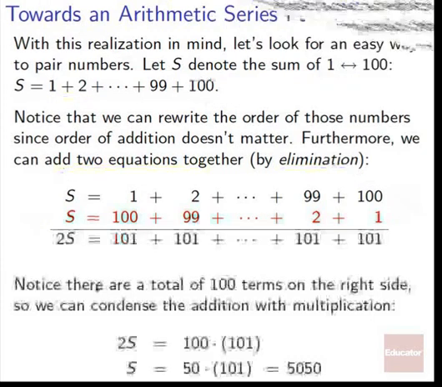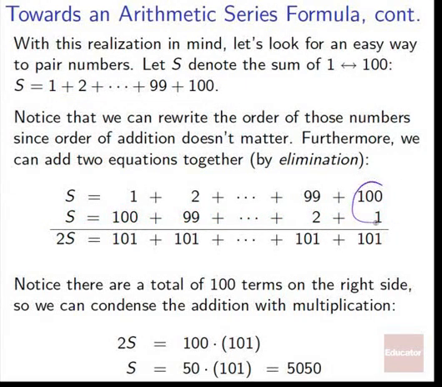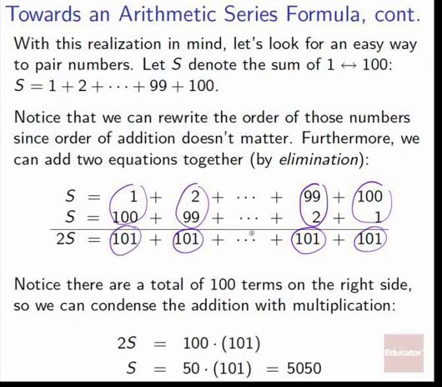What do we wind up getting? Well, here we've got 101, so we get 101. Here we've got 99 and 2, so we get 101. Here we've got 2 and 99, so we get 101. Here we have 1 and 100, so we get 101. And we know that we're going to end up having 101 show up for every one of the values inside of here as well.